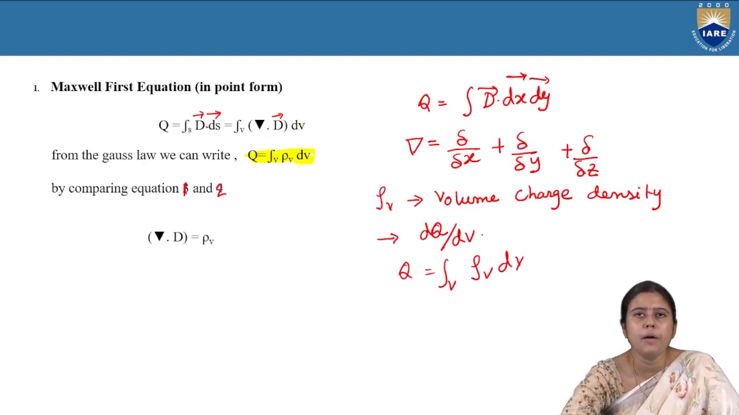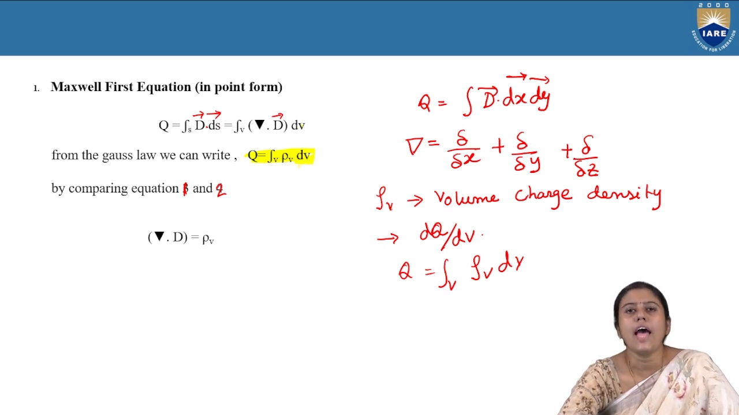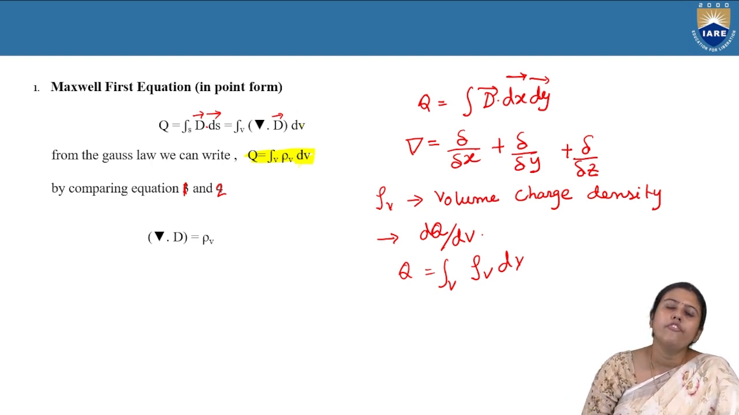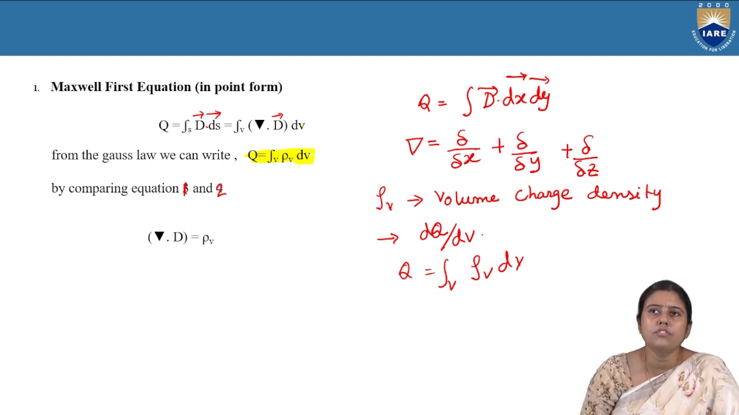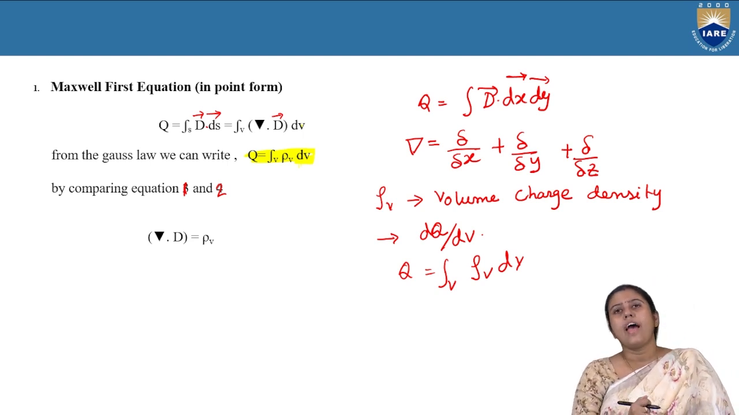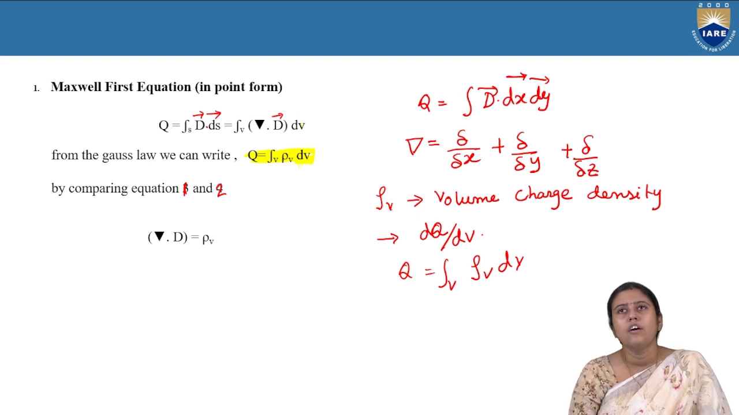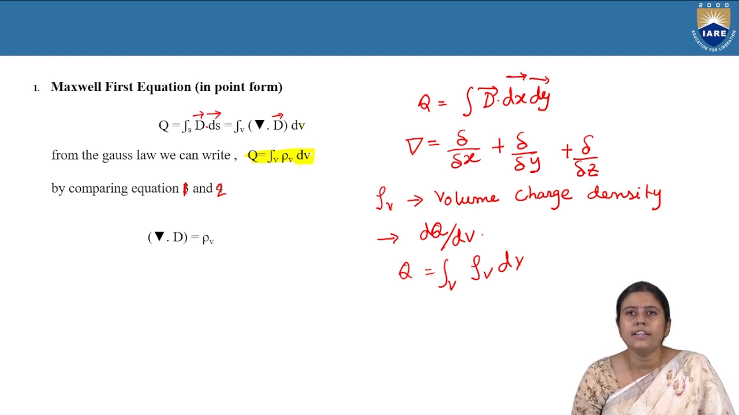So in today's topic we have discussed the Gauss law and the application of Gauss law. Third one is the Gauss law for a cylinder. Fourth one, we discussed the Gauss law for a coaxial cylinder. Coaxial cylinder means it has the same axis. Then we have discussed the Gauss law of the infinite sheet. And then we have discussed the Maxwell's first equation in the point form. This is one of the important topics, Maxwell's first equation in point form.